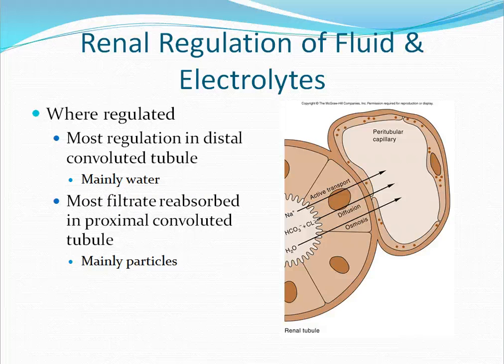Where are these processes regulated? Most homeostatic water regulation is accomplished in the distal convoluted tubule of the kidney. Most particle regulation is accomplished in the proximal convoluted tubule of the kidney.